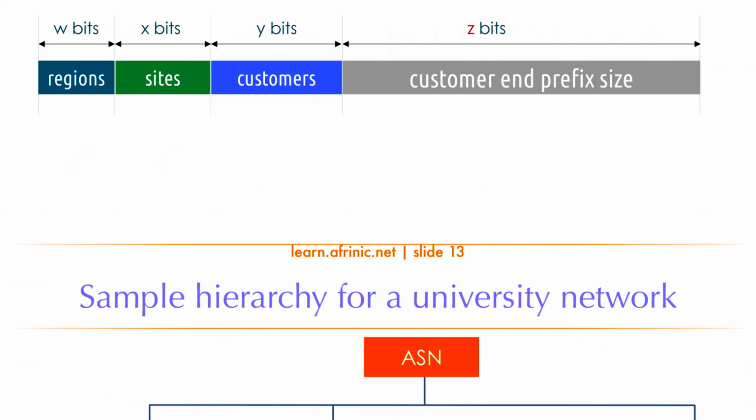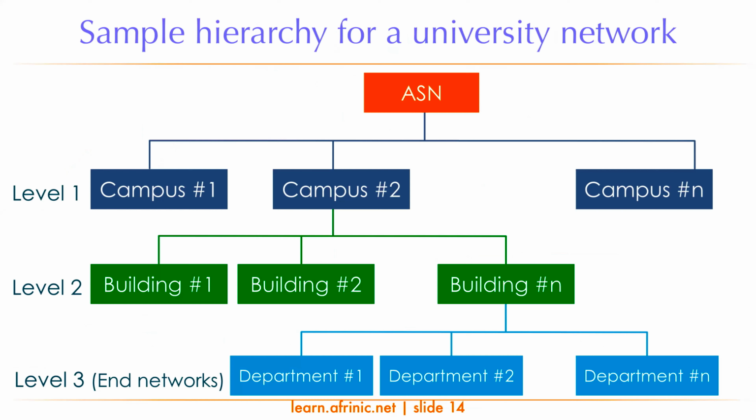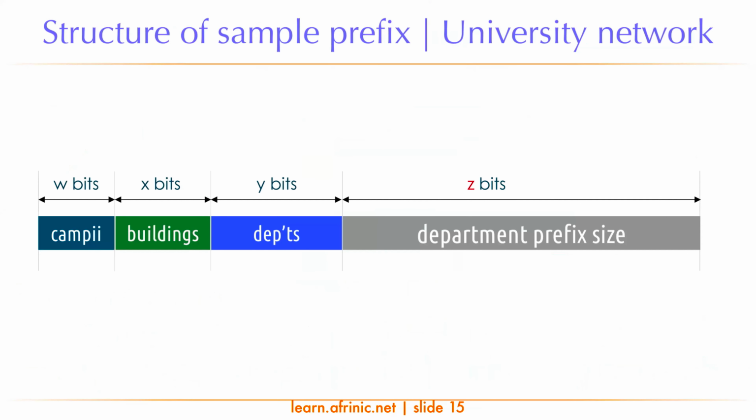So let's look at another example. If you're in a university, this is how your hierarchy might look like. So instead of regions, this time around we have campuses. And then in the campuses, we have buildings. In the buildings, we have departments, which are the end networks. The departments can be your VLANs. Then the sample prefix will look like this.